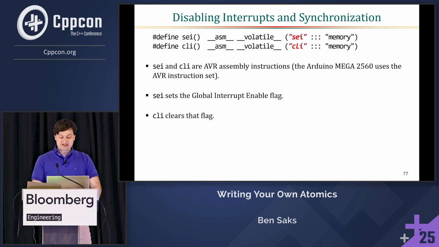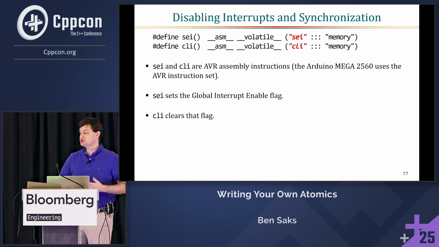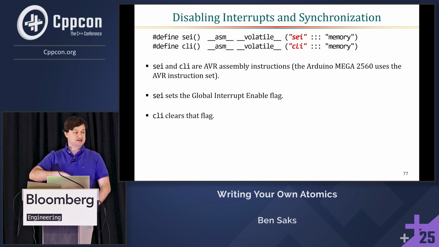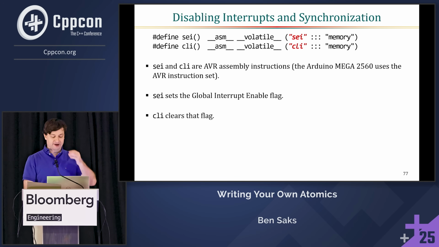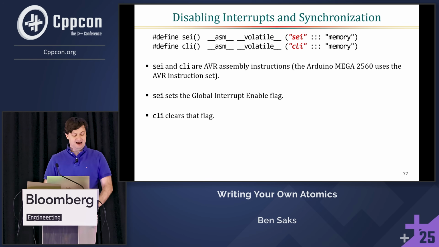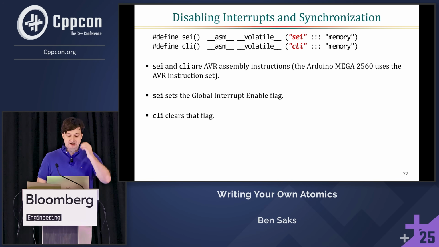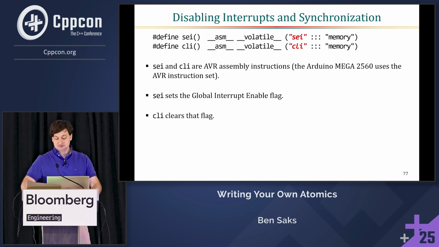The quoted SEI and CLI there, they chose those names for the macros because those are actually the names of assembly instructions in AVR, the assembly language that the Arduino Mega 2560 uses. SEI is an instruction that sets the global interrupt enable flag, and CLI clears the same flag. So those are just the assembly instructions that are going to be run by these blocks. In this case, there's just one instruction in each block.